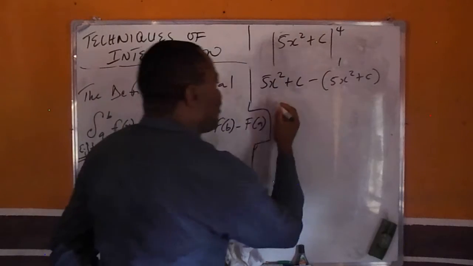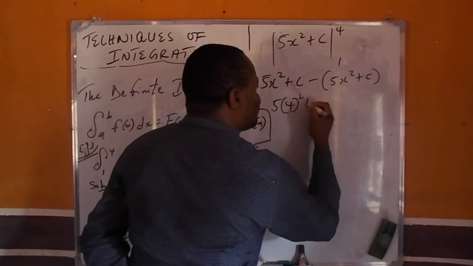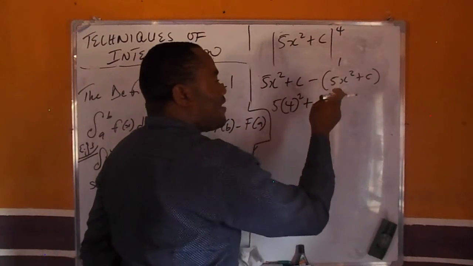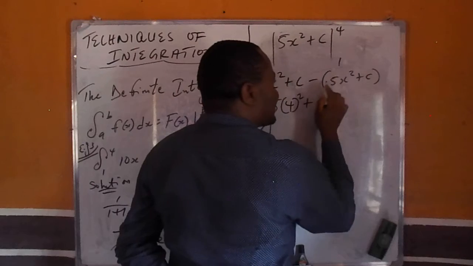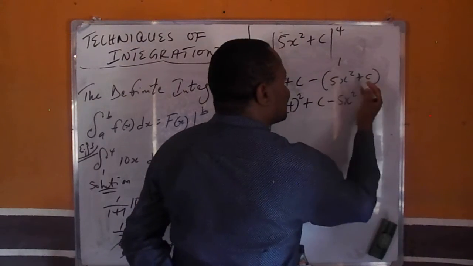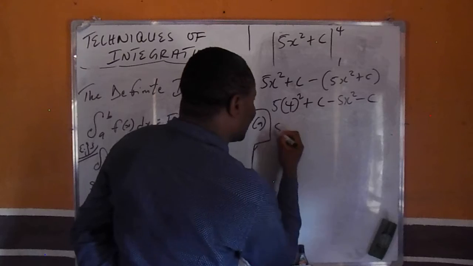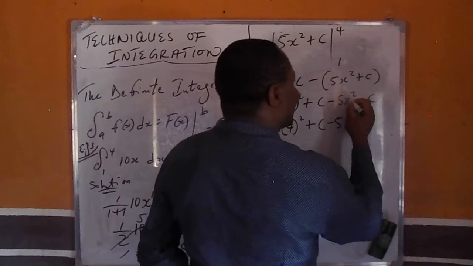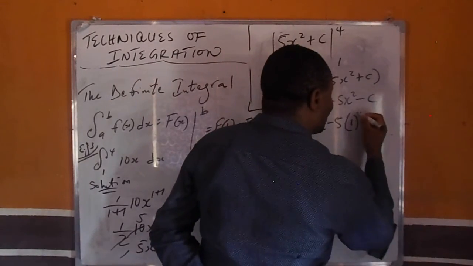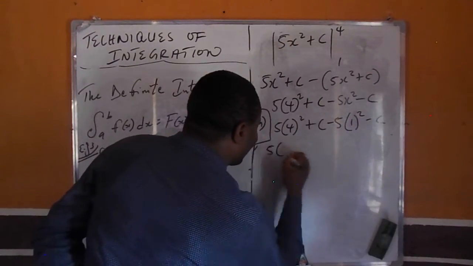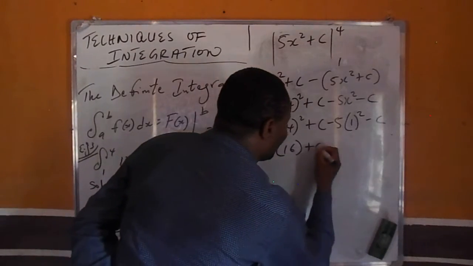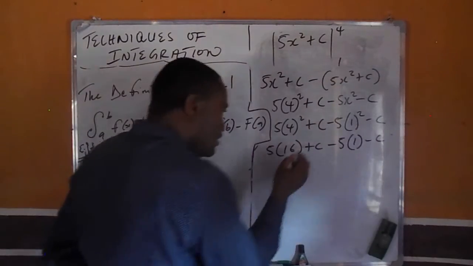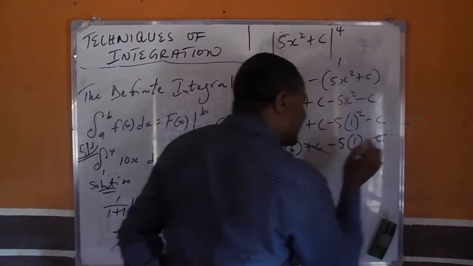Replacing this x by 4, we now have 5 in bracket 4 raised to power 2 plus c minus 5 in bracket x here is 1 raised to power 2 minus c. That is 5 in bracket 4 raised to power 2, 16, plus c minus 5 in bracket 1 raised to power 2, 1, minus c. Plus c, minus c cancel each other.